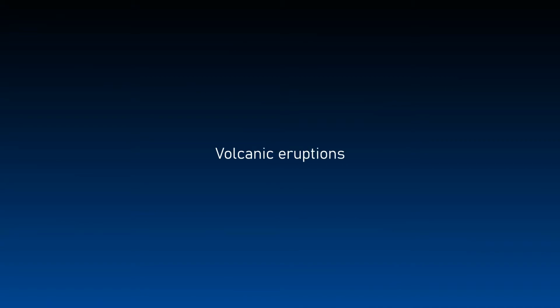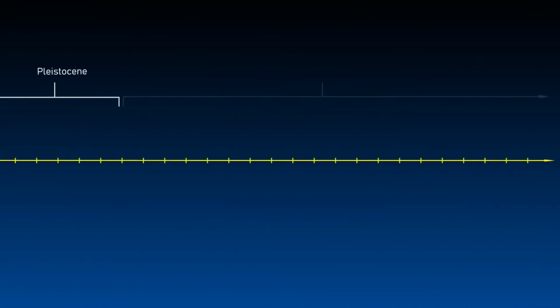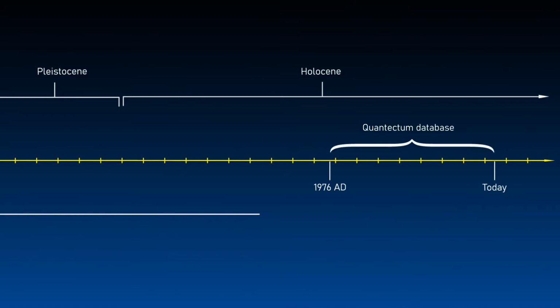Volcanic eruptions. The Quantectum also uses the Volcanoes of the World database by Smithsonian Institution, National Museum of Natural History, Global Volcanism Program. This is a catalogue of Holocene and Pleistocene volcanoes and eruptions from the past 10,000 years. However, Quantectum only uses the database of volcanic eruptions after the year 1976. Currently, there are more than 1,760 volcanic eruptions in our catalogue.